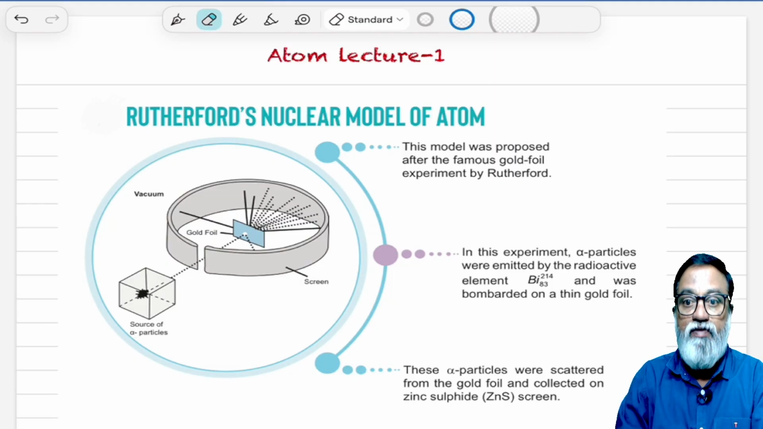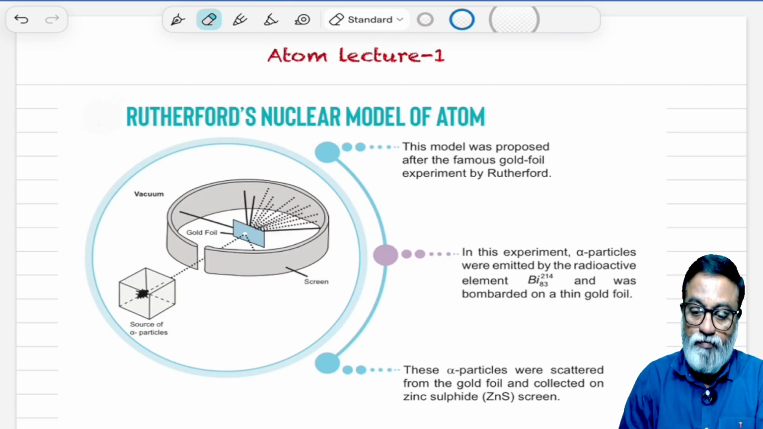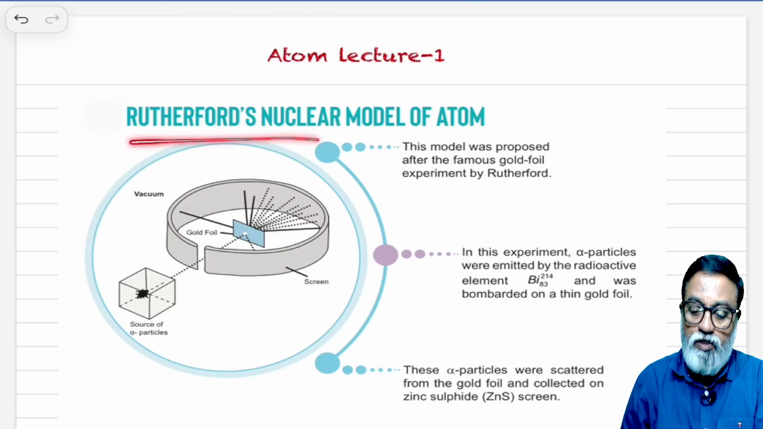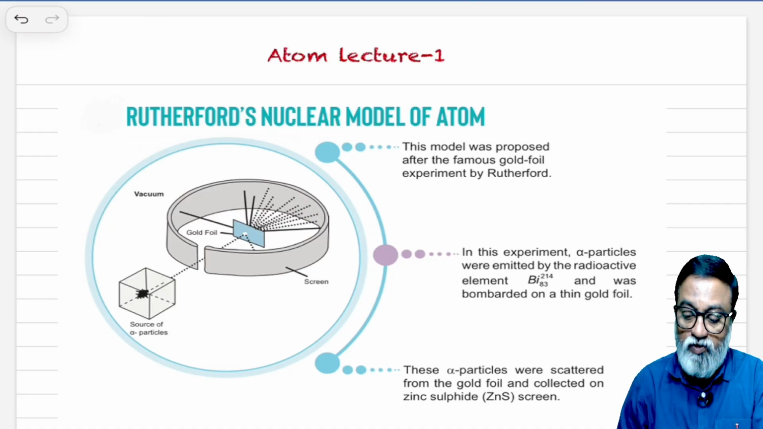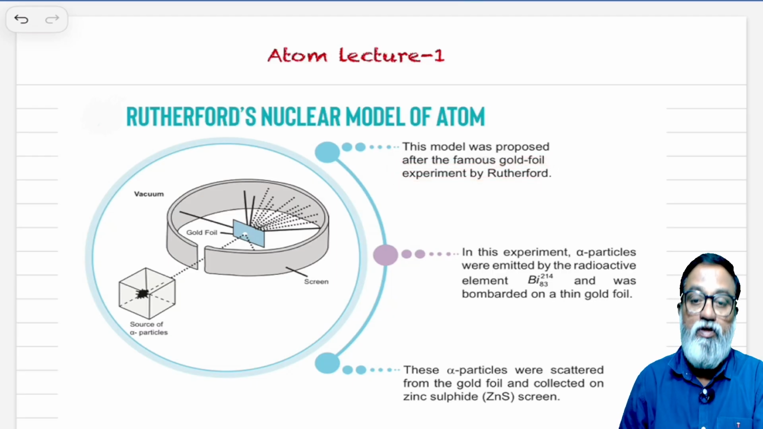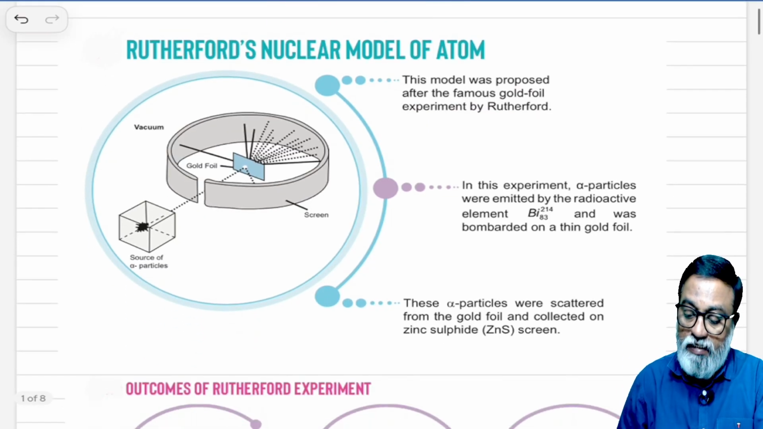This is lecture number 1 from Atom. Here, Rutherford's nuclear model of atom. This model was proposed after the famous gold foil experiment by Rutherford. In this experiment, alpha particles were emitted by a radioactive element.